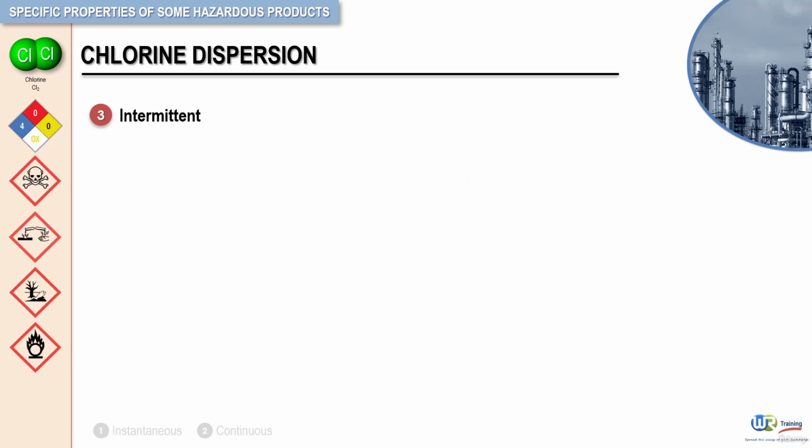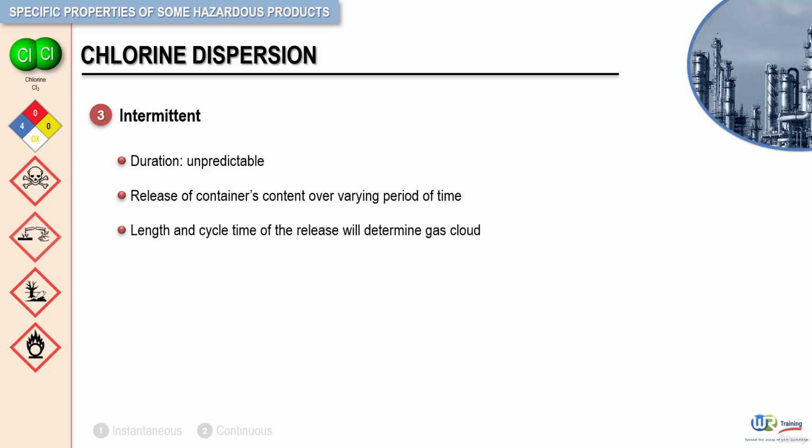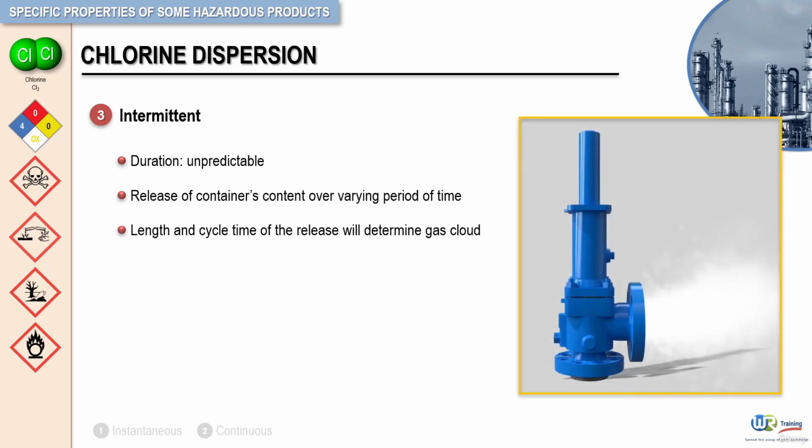An intermittent release is characterized by the release of chlorine to the atmosphere for an unpredictable amount of time or frequency. The resulting cloud will be dependent on the length and cycle time of the overall release. One example of this type of release is a pressure relief device cycling due to temperature or volume change, as depicted here.